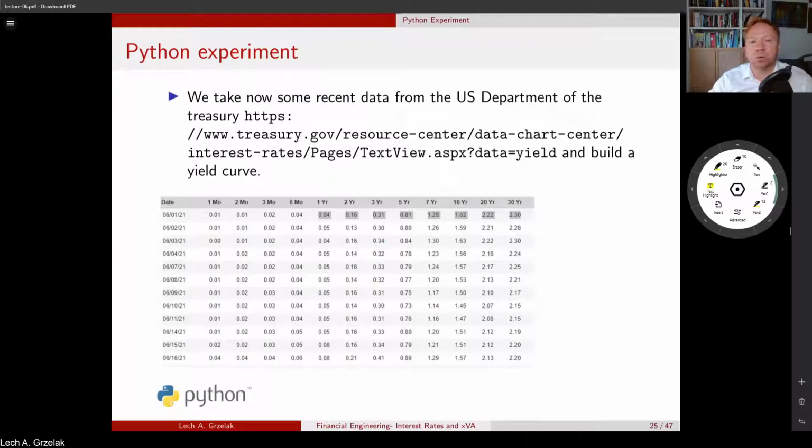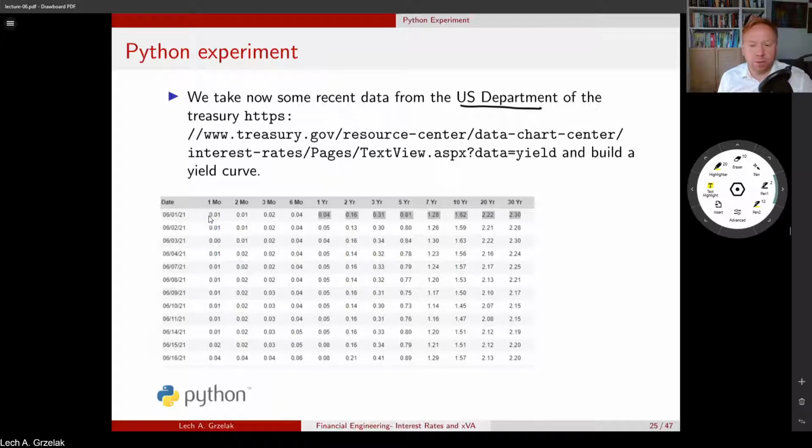Now is the time to collect all the knowledge we have gained in this lecture and also previous lectures on building of a curve and how important it is. And we will construct our curve ourselves. For that reason, I have downloaded some data from the US Department of the Treasury. So this is the link that you can download yourself.